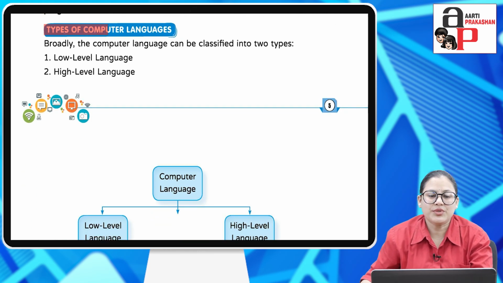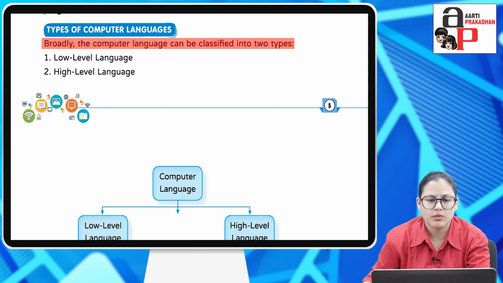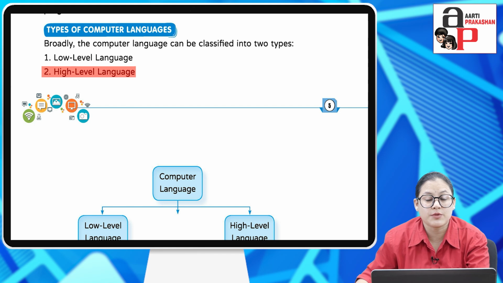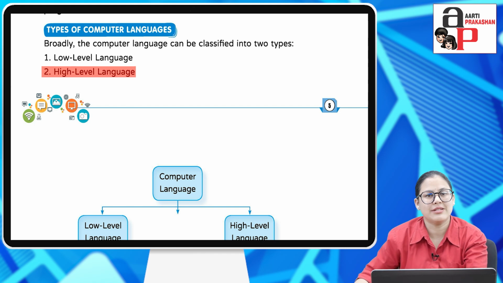Now, types of computer languages. Broadly, computer languages can be classified into two types: one, low level language, two, high level language. Low level language is further classified into two categories, that is machine language and assembly language. And high level language is further classified into three categories: procedural language, non-procedural language and natural language.